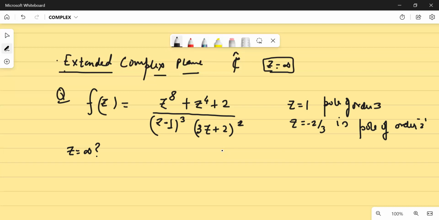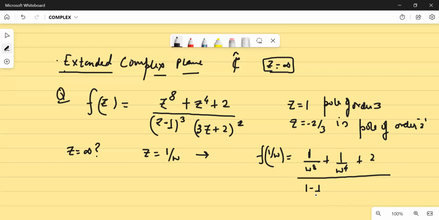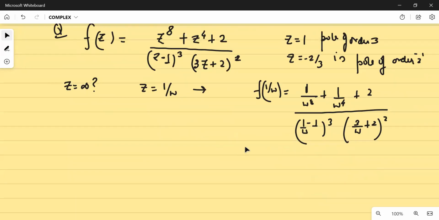So what you're supposed to do is replace z by 1 over w. What you will get is f(1/w) equals (1/w)^8 plus (1/w)^4 plus 2, divided by (1/w minus 1)^3 and (3/w plus 2)^2. And when you solve it all together, you get power 5 in the denominator, so power 5 will go up.